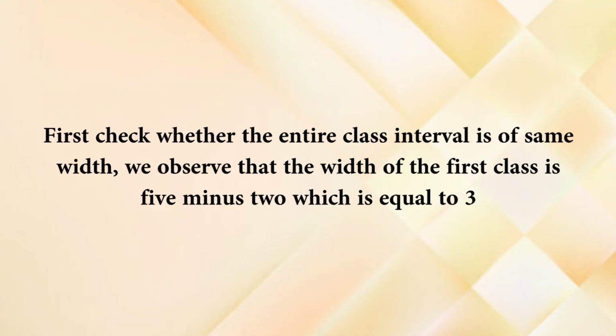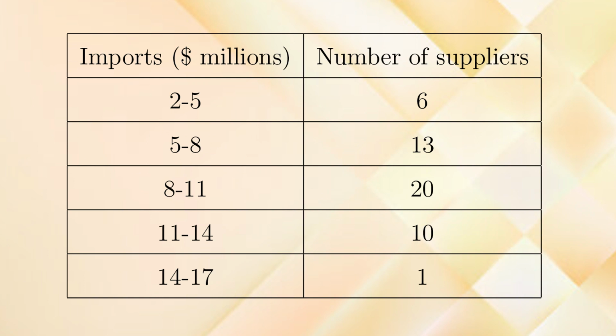In case the class interval is of inclusive type, then we need to convert it to exclusive type before the construction of the histogram. First, check whether the entire class interval is of the same width. We observe that the width of the first class is 5 minus 2, which is equal to 3. Similarly, checking for all the classes, we observe that the width of all the classes is equal to 3. Hence, we construct the histogram of equal width.